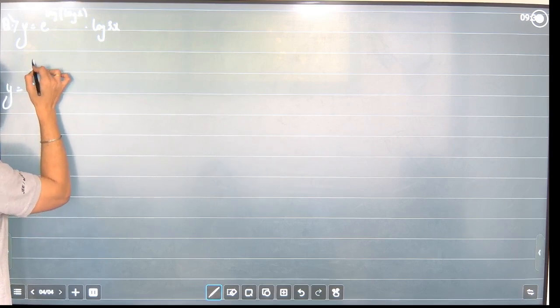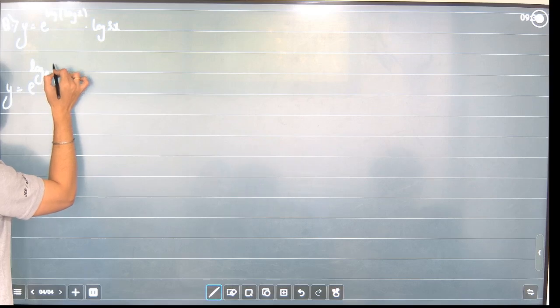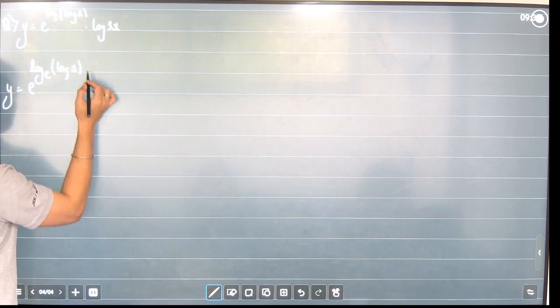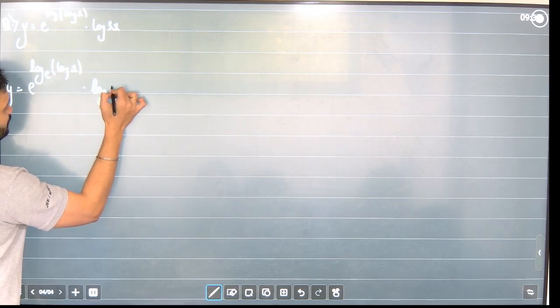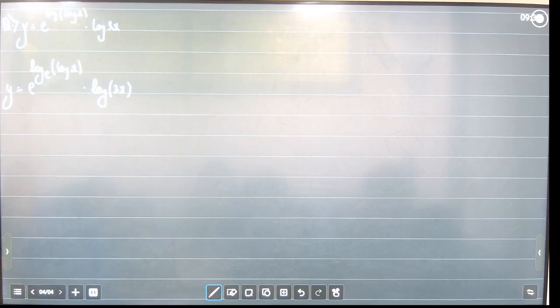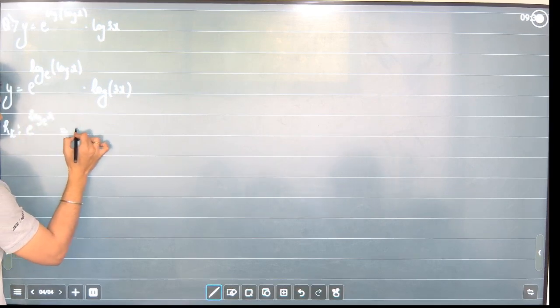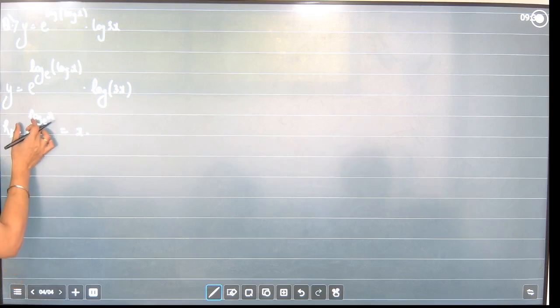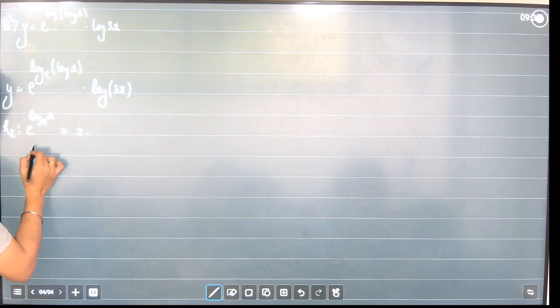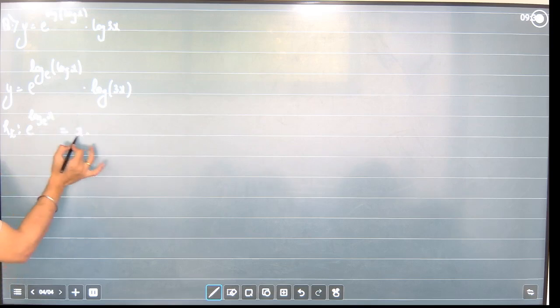So I can write like this: log to the base e of log x into log 3x. Now remember this remark: e raised to log x to the base e is x. Now why does this happen? When exponential goes from one side to another, this entire term will go there and become like this: e raised to x is equal to e raised to x. So basically x is equal to x. Now I have got the value x.